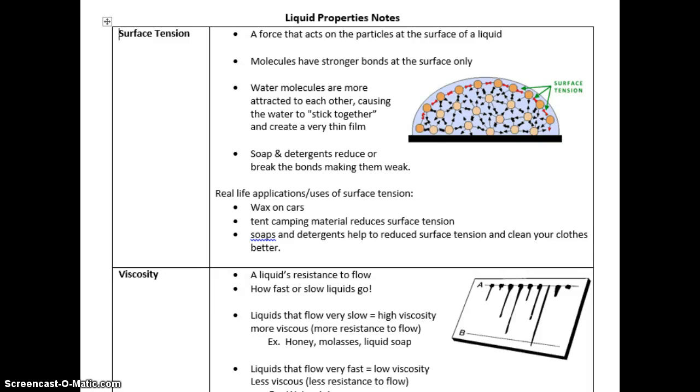Okay, today we're doing our liquid properties notes. We're going to start off with our two-column notes. You need to write everything. So let's start off with surface tension.